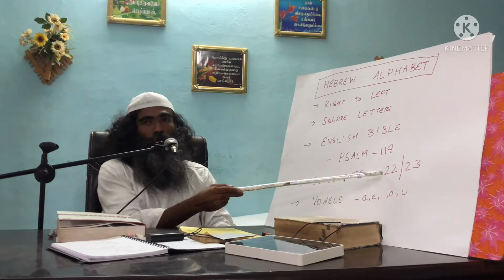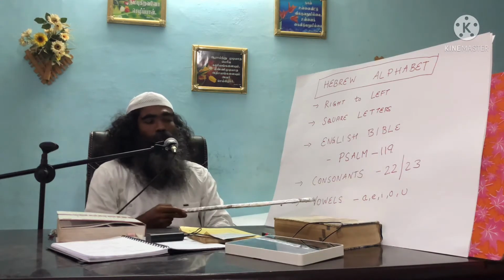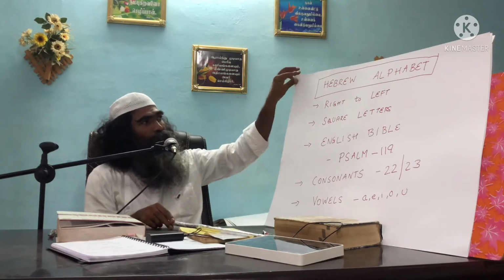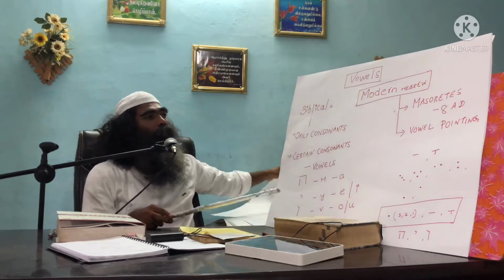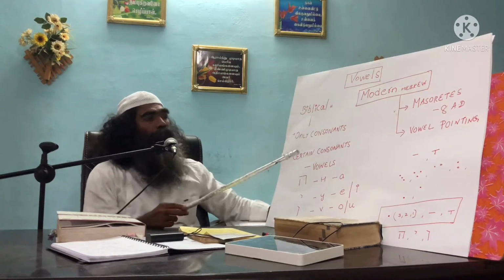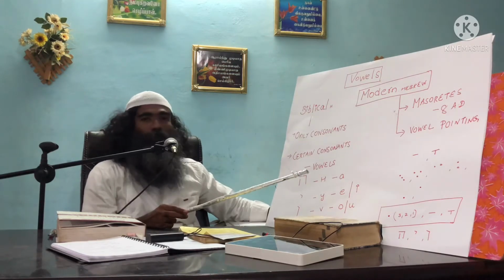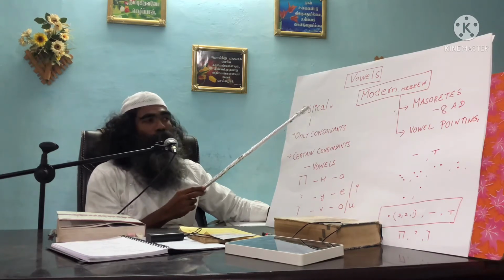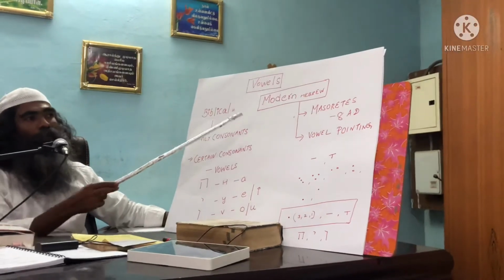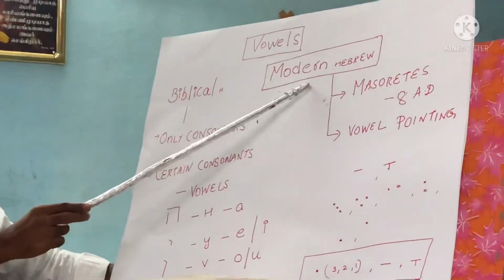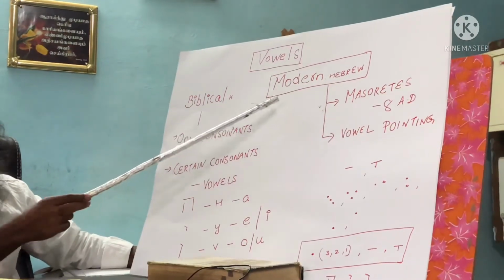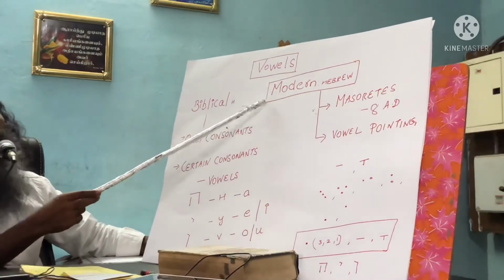Consonants are 22 in number. Today we are going to study the vowels. There are two types of Hebrew: the biblical Hebrew, in which the Bible was originally written, and the modern Hebrew, which is in use right now. There are certain differences between the two.